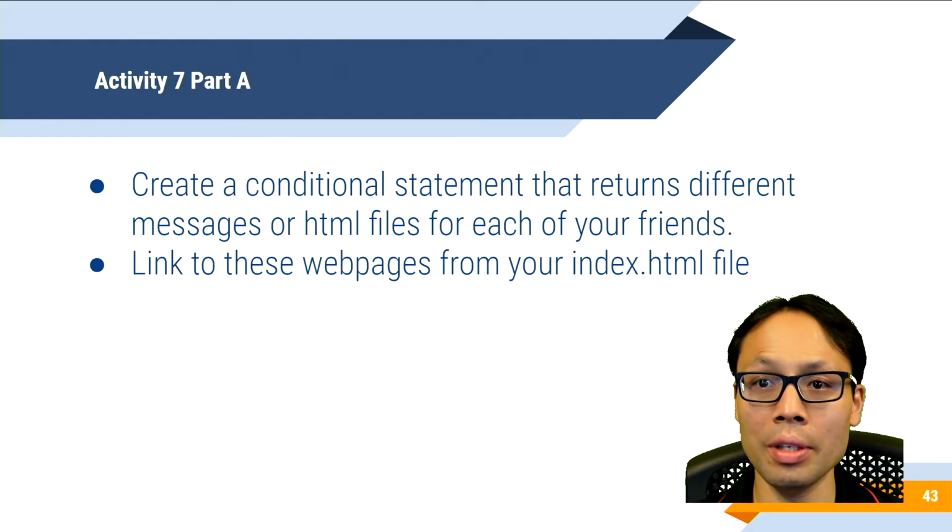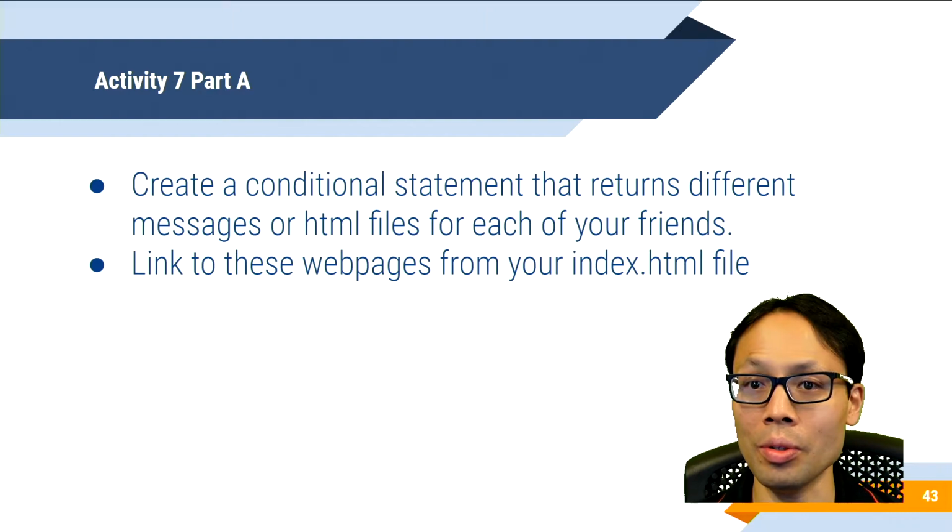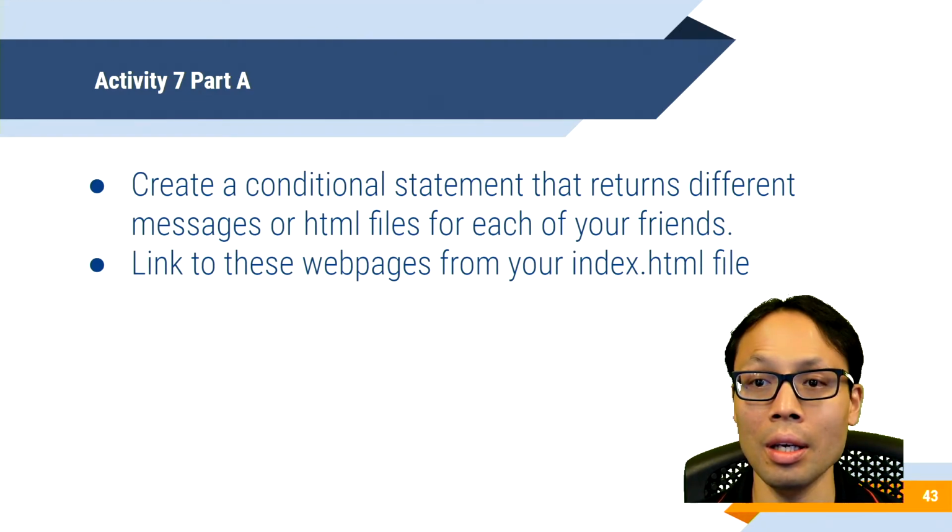So for activity 7 part A, create a conditional statement that returns different messages or HTML files for each of your friends. In addition, link to these web pages from your index.html file.